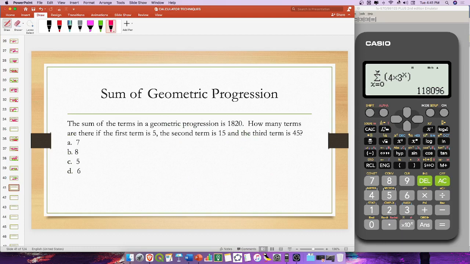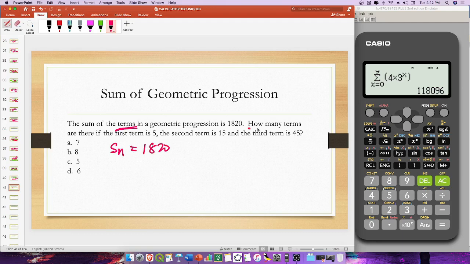Okay, let's proceed to the next problem. This time we will be using, of course, our calculator. We have the sum of a geometric progression. So let me read the problem. The sum of the terms in a geometric progression is 1820. So we don't know the terms. According to the problem, the sum of the terms is 1820. We don't know the terms. How many terms are there?